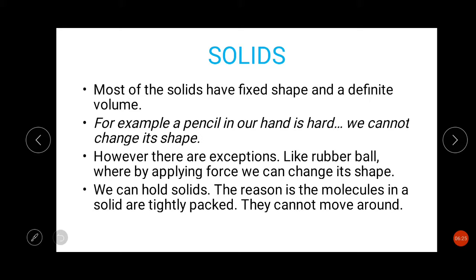That is the main difference between solids, liquids, and gases. Solids, we can hold. The reason is the molecules in the solids are tightly packed. They are very much tightly packed and they cannot move around. Because they are tightly packed, they are very much attracted towards each other. So they cannot move around. So they have a definite shape and we can hold them.